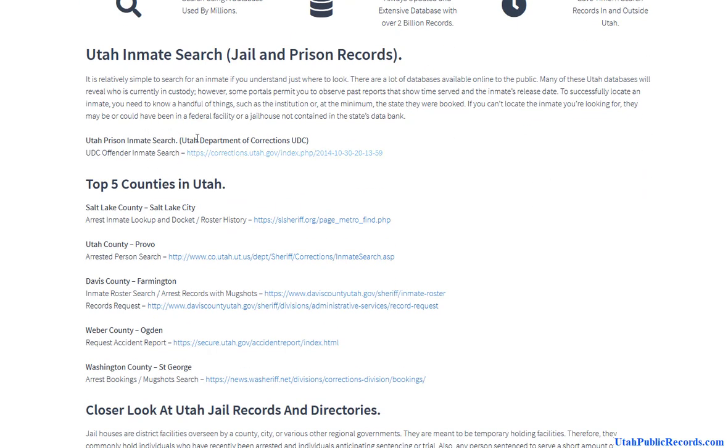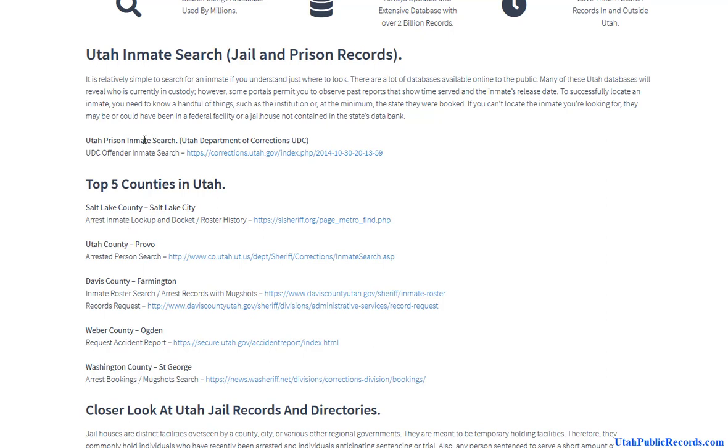One of the first things you're going to see is the Utah Department of Corrections. This would be a link for the prison inmate database. If you scroll down lower, what you'll notice is county information. So this would be for local jails, like a sheriff's department typically runs a local jail.